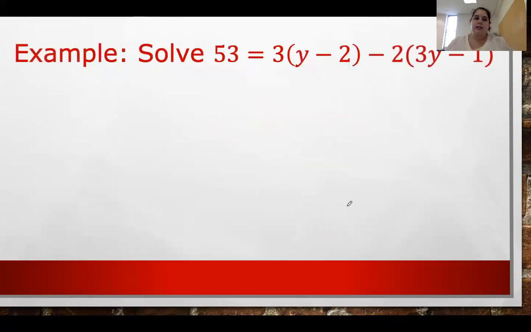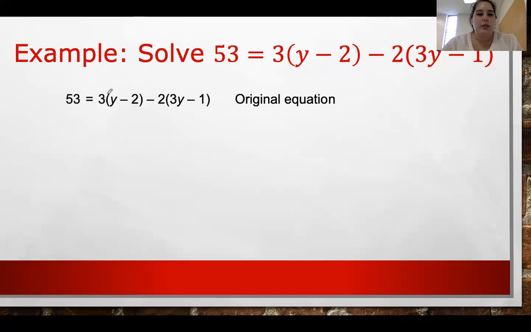All right, our next example is solve 53 equals 3 times (y minus 2) minus 2 times (3y minus 1). So one of the things we should always do, that I like doing when we're working problems like this, is to go ahead and distribute and draw those arrows, so I make sure I remember we are distributing to everything in there. So such as here, the negative 2 is going to go both to the 3y and to the negative 1.